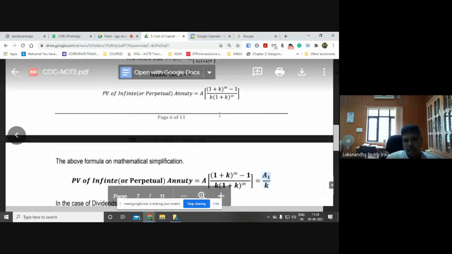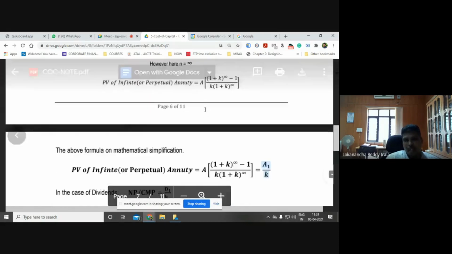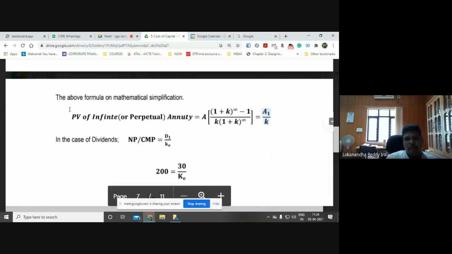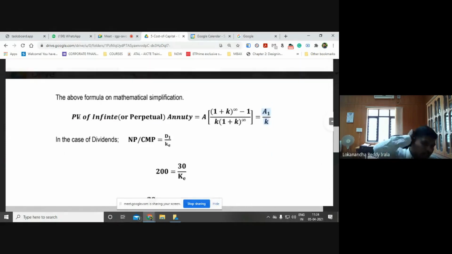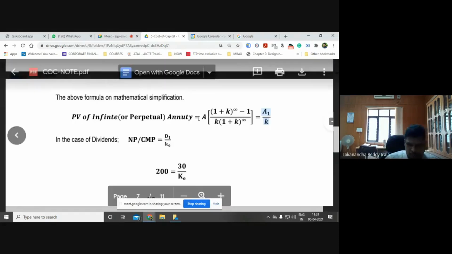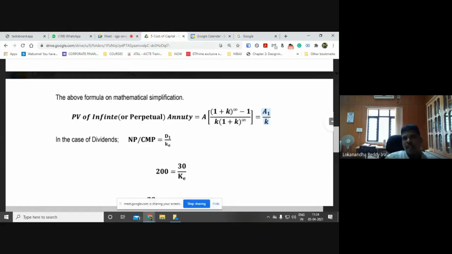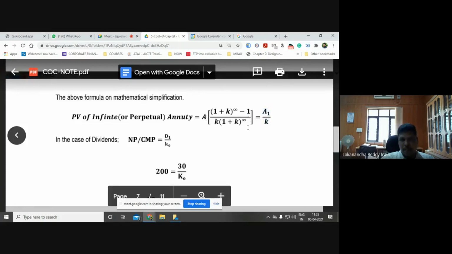So this is a little bit of mathematical understanding. Otherwise, it is very simple. On simplification, the present value of an infinite or perpetual annuity is simple. You can actually look at here: (1 plus k) to the power of infinity is infinity, right? So infinity minus 1 is again an infinity. So here also you have k into (1 plus k), which is also an infinity. Infinity by infinity is 1. So it is A by k.